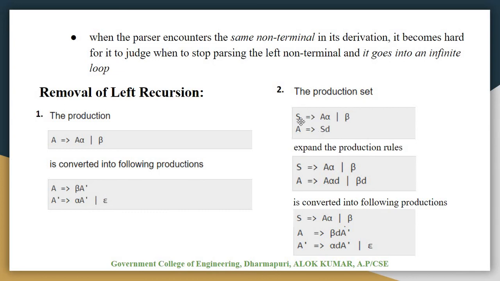Same in this example: these are some production rules, and here indirect left recursion is there, so we will replace this S with A alpha D and beta D. Now we convert this into a grammar free from left recursion. S is generating A alpha beta, so no recursion is there. Here A will generate beta D A dash, and this new non-terminal will generate alpha D A dash and empty. In this manner we can remove the left recursion from the grammar.